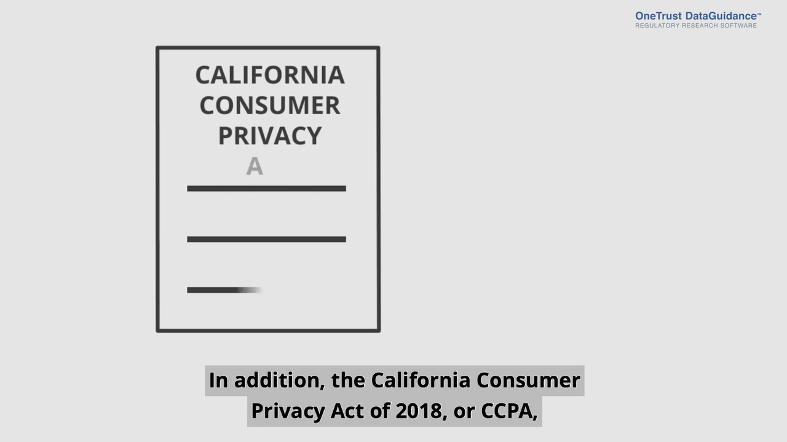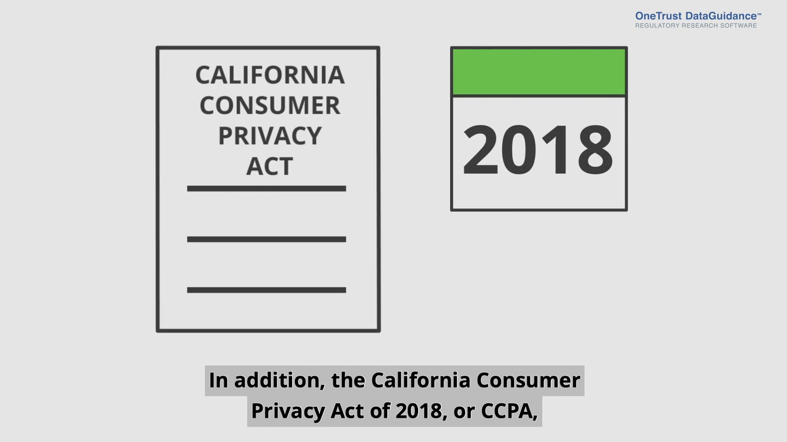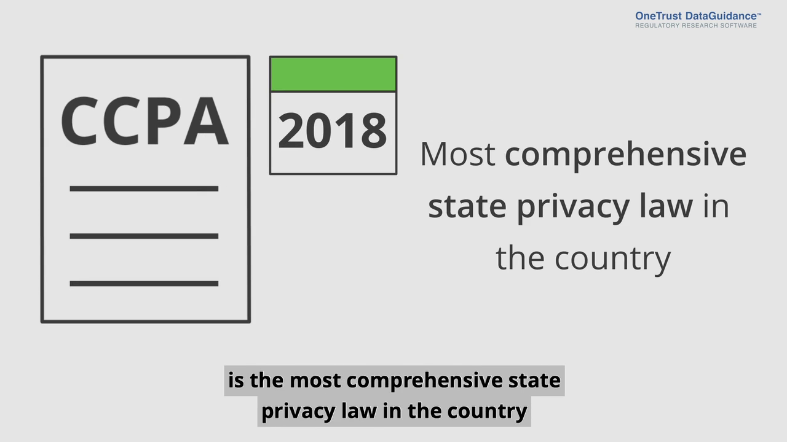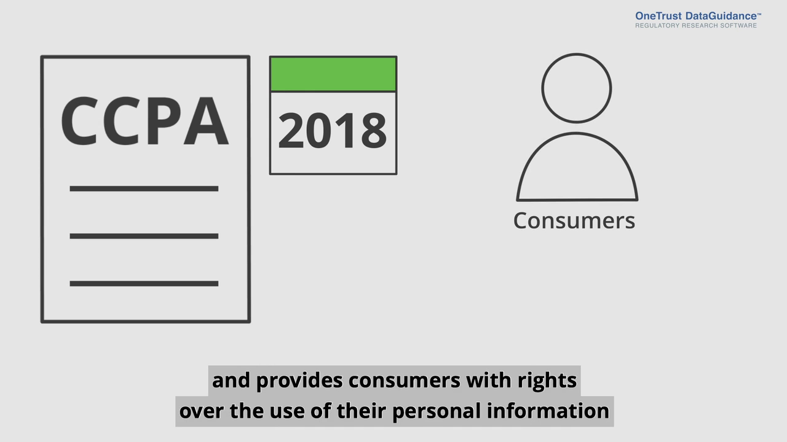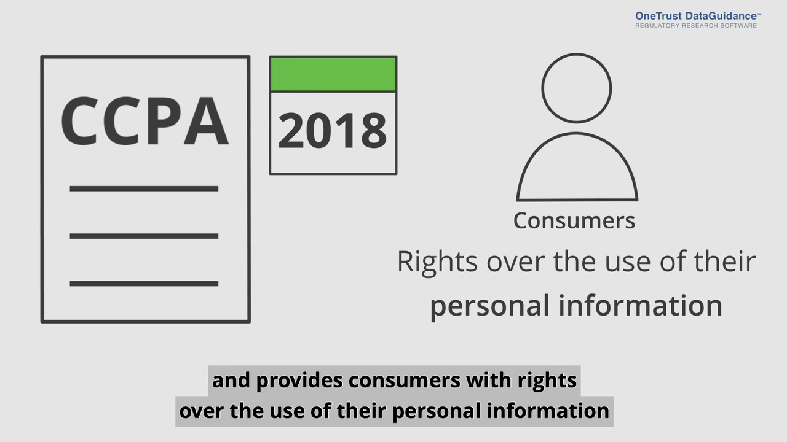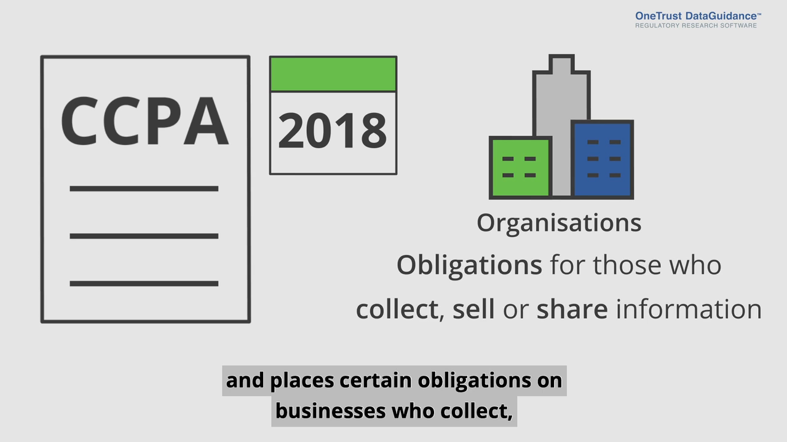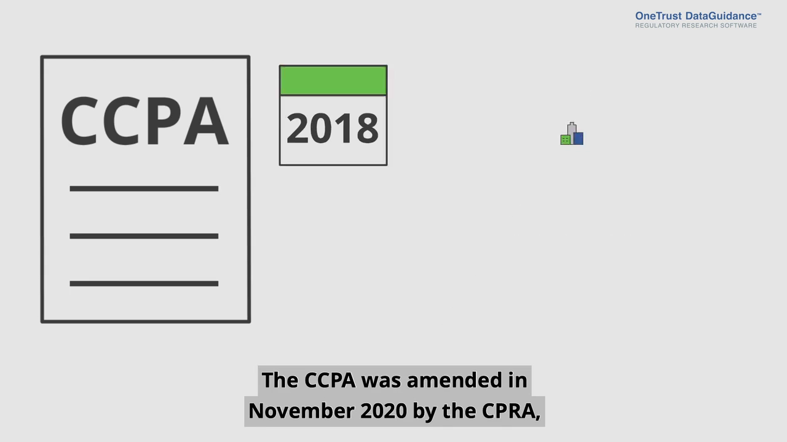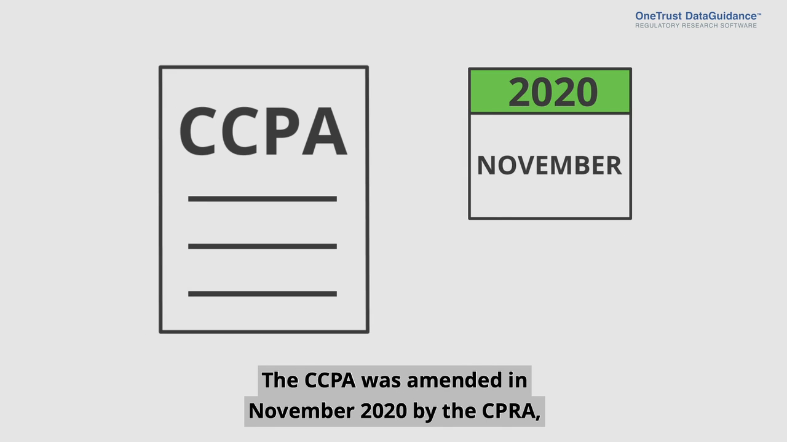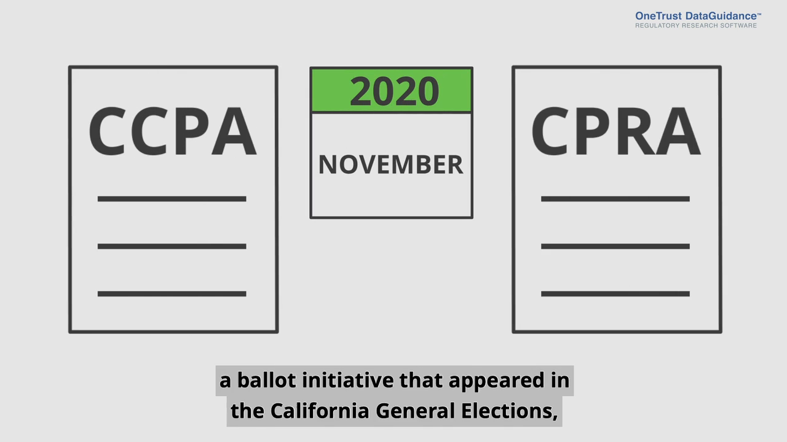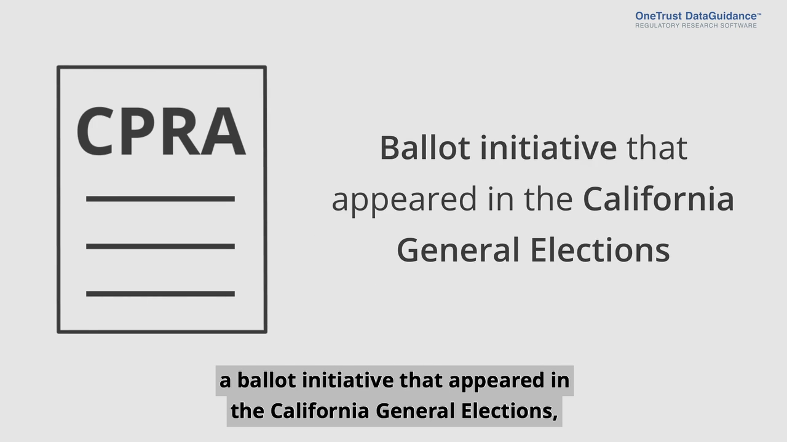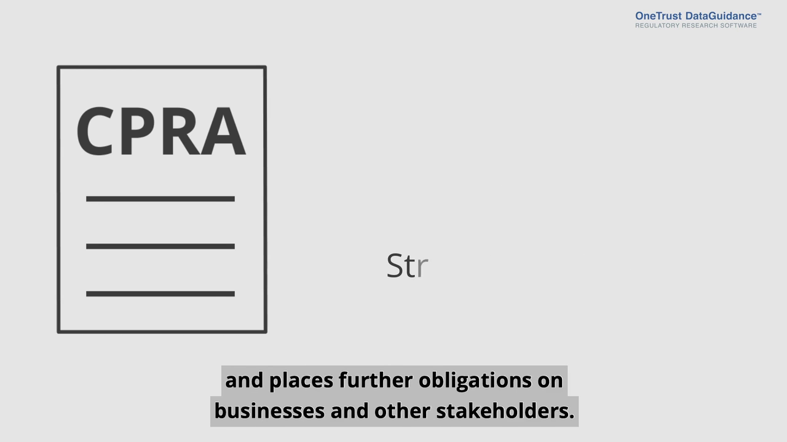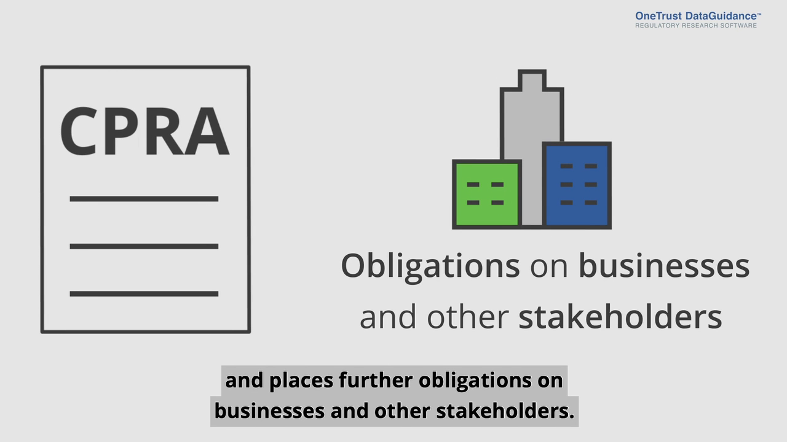In addition, the California Consumer Privacy Act of 2018, or the CCPA, is the most comprehensive state privacy law in the country and provides consumers with rights over the use of their personal information, and places certain obligations on businesses who collect, sell, or share such information. The CCPA was amended in November 2020 by the CPRA, a ballot initiative that appeared in the California general elections and which strengthens the rights of consumers and places further obligations on businesses and other stakeholders.